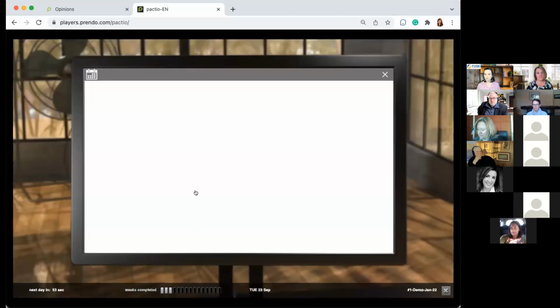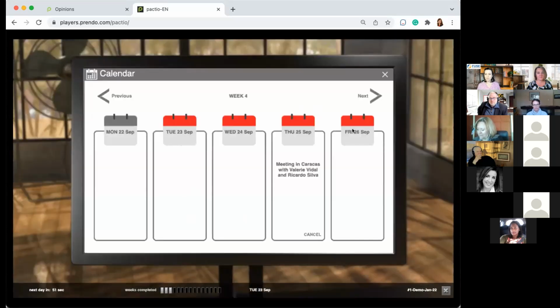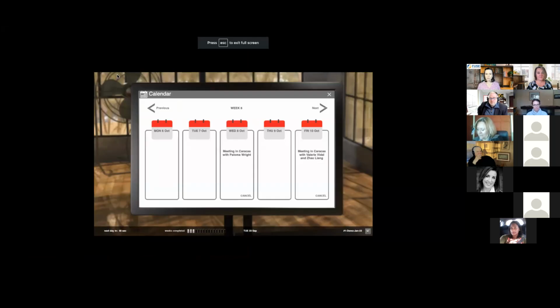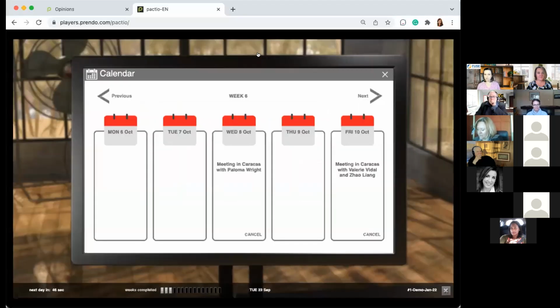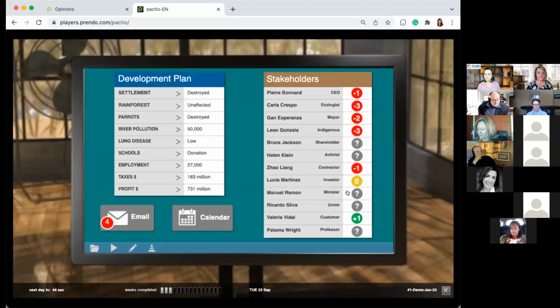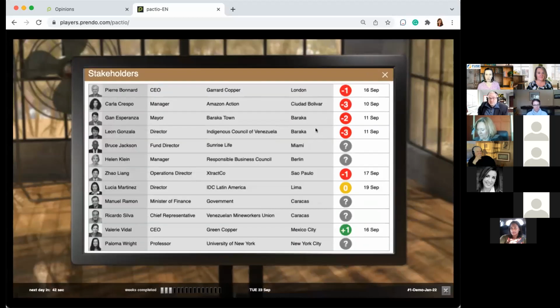We also have a calendar that shows our different meetings that we have coming up, etc. Oops, sorry, my screen. And we have a stakeholder scorecard. So this is question marks if we've not interacted with anybody, or it starts to reveal people's opinions about how they feel about you from a -3 to a +3 as you interact with them.